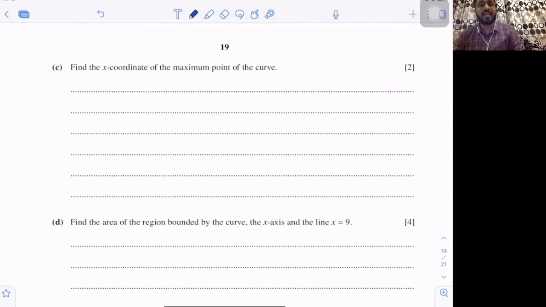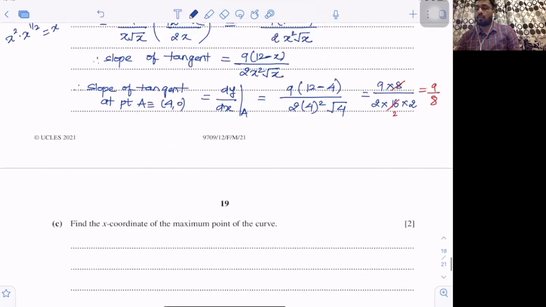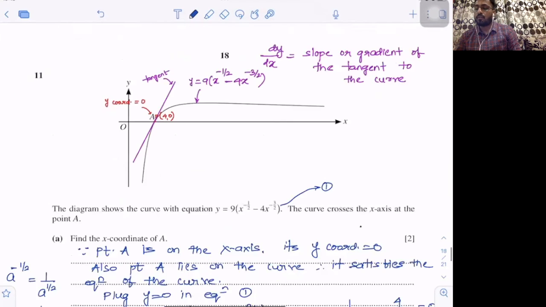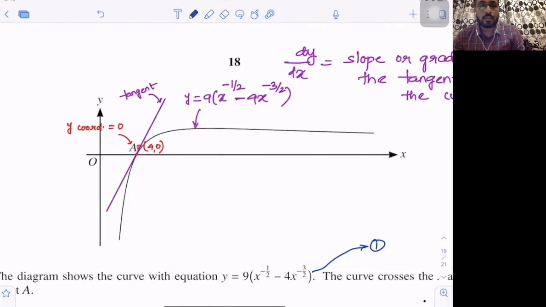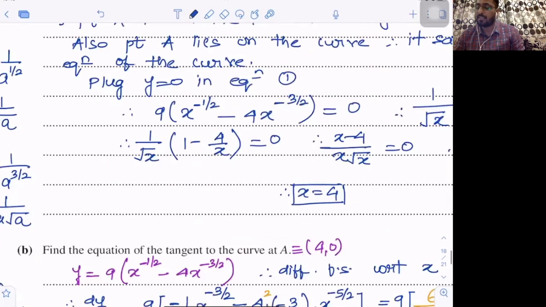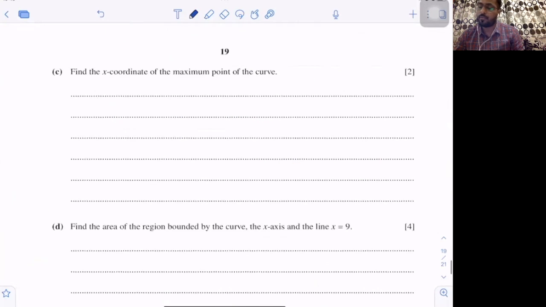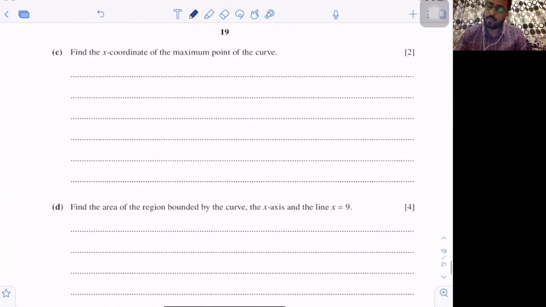Okay, guys, now let's go to 11c. So here you want to find the x coordinate of the maximum point of the curve. So maximum point of the curve, look at this. This is the graph, right? This is the diagram of the curve. So there is some maximum point of the curve. So the maximum point, wherever it is, we remember that for the maximum or the minimum point on the curve, the dy upon dx, the first order derivative, should become equal to 0, right, students? So for maximum or minimum point on the curve, dy upon dx should become equal to 0.